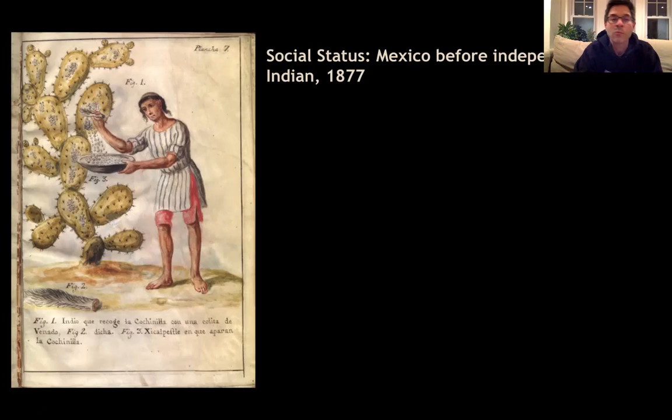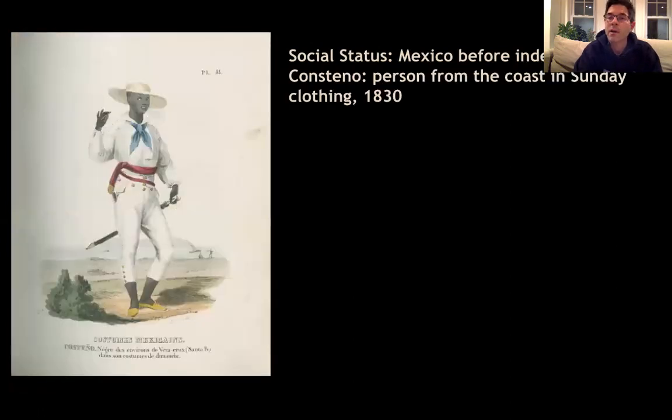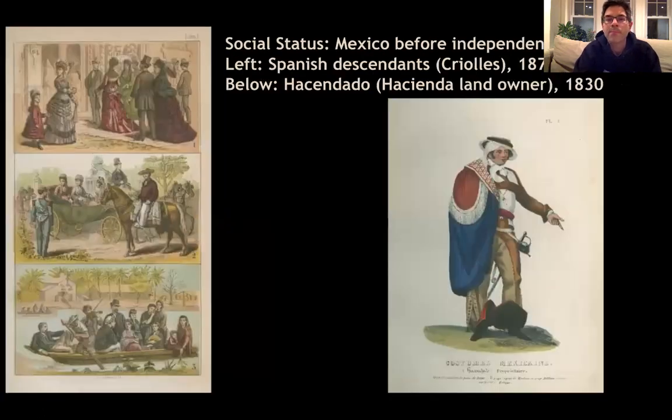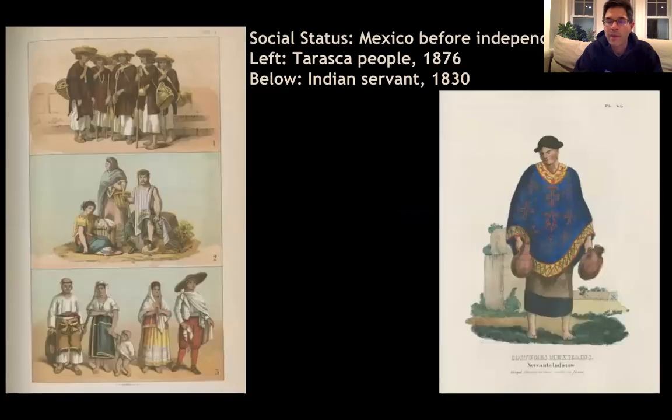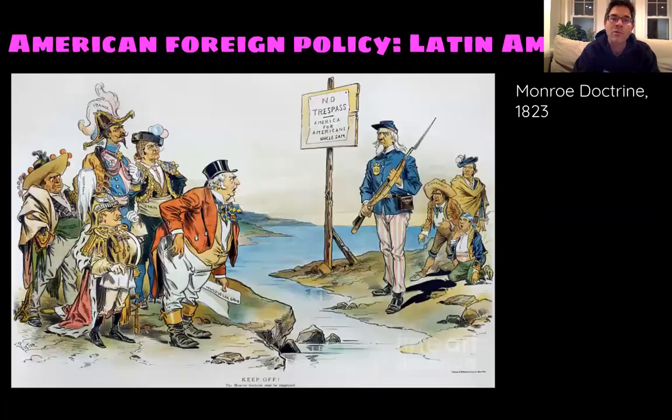And so we see the role of an Indian here. This is someone with a little bit more status, a Costeño, person from the coast. Again, we don't have to go through all of these, but you'll notice that each of these little scenes establishes what the proper dress and attire and social role and social relationships are for these different castes to really establish and reinforce the notion of hierarchy.